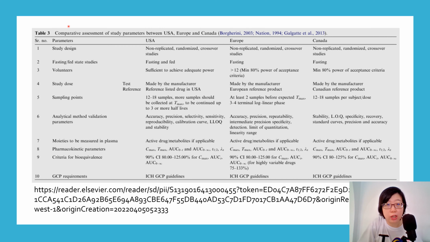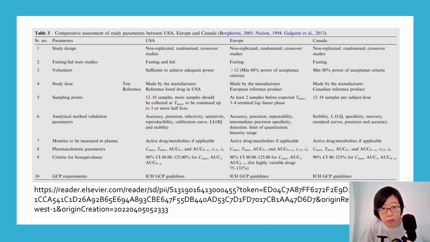So this is a chart tabulated by this particular paper, where they compare the guideline differences between the three main players in the world, right? The US, the Europe, and the Canada one. You can see that the main variation that we can look at is probably at the volunteer section, and also the sampling points. At the volunteer, as long as it's enough, that's fine. Europe says you need at least 12, or Canada says you need at least 80% power of acceptance for the criteria. You can see the difference here on the sampling point, which will be discussed later on as well in the second section of the whole video.